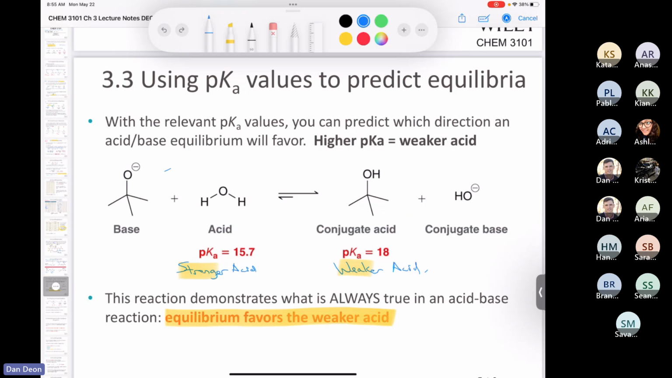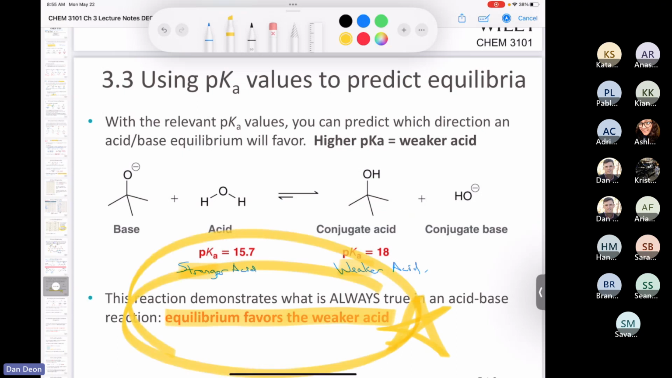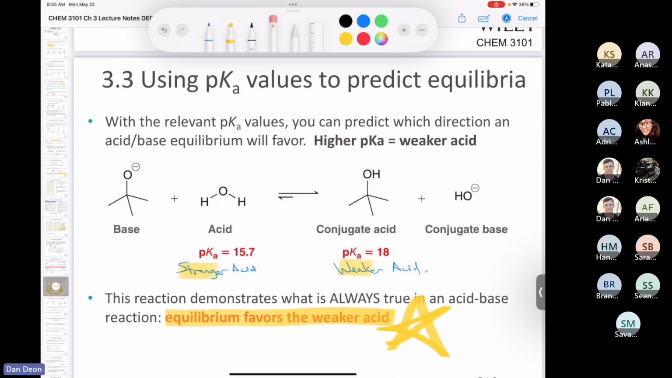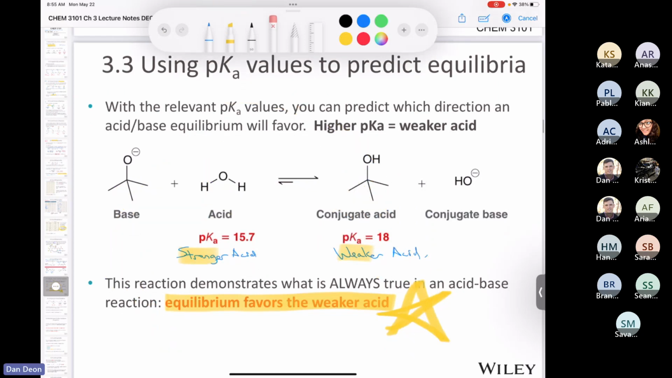Okay, anyhow, I hope with all my being that you are going to remember this point right here. I don't think I've done this yet to you. This is such an important concept. The equilibrium is going to lie to the side of which acid? The weaker acid. All right, I feel like I've harped enough on that, so I'll move on from there.